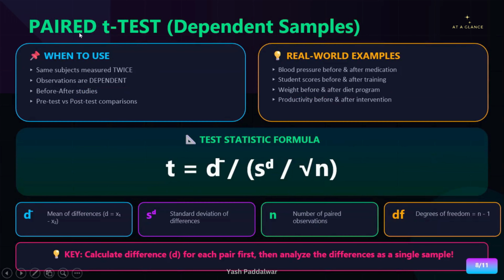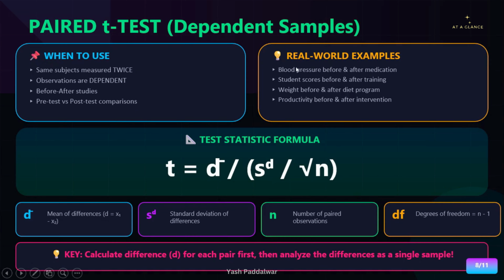Next, we have paired t-test. So this is based on the dependent samples, wherein you have the same sample, but just you compare the mean of both after applying some changes to the same sample. So when to use it? When same subjects are measured twice after some application of changes. Observations are dependent before or after studies, pre-test versus post-test comparisons. So in all such cases, you use your paired t-test.